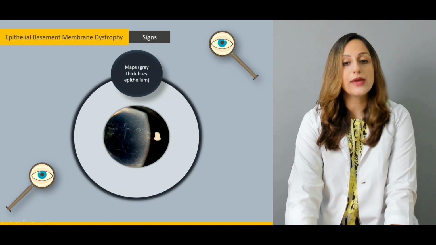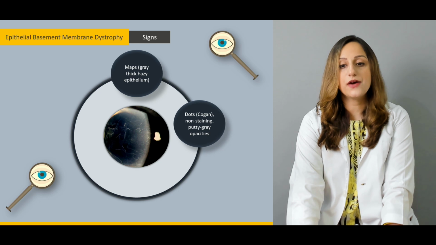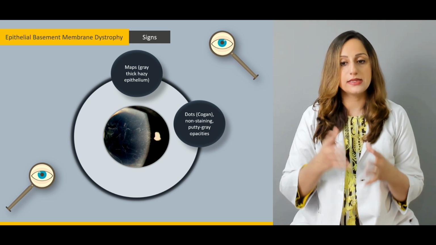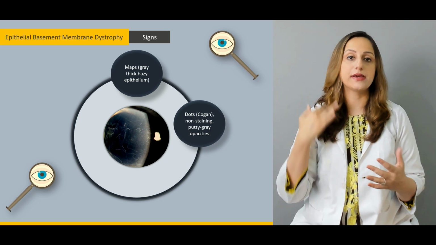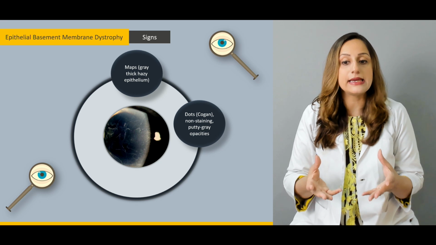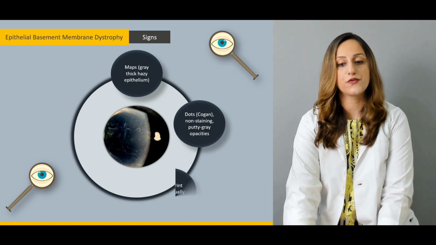There are these gray, thick, hazy epithelial structures. And then we have an appearance which is known as the Cogan's appearance. This kind of appearance gives off a dot-like appearance to the haziness. Non-staining, putty gray opacities would be noted in these kinds of patients.